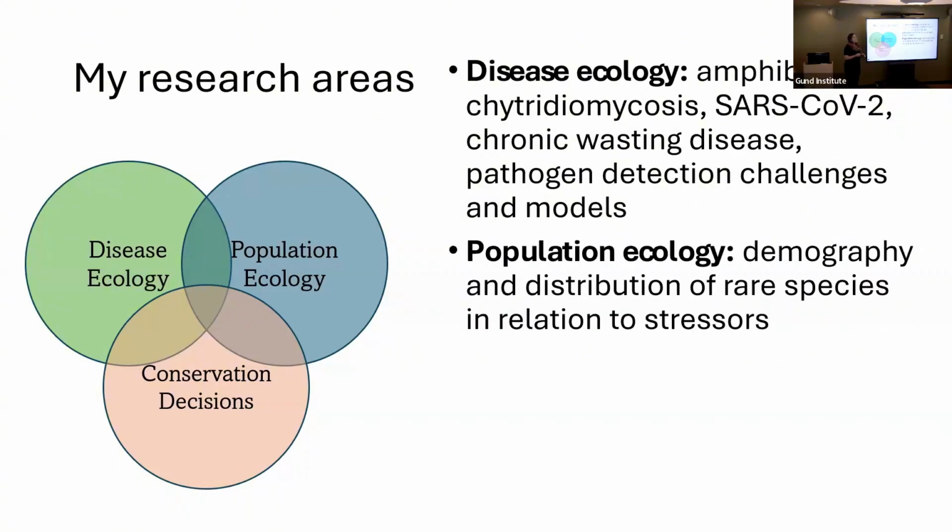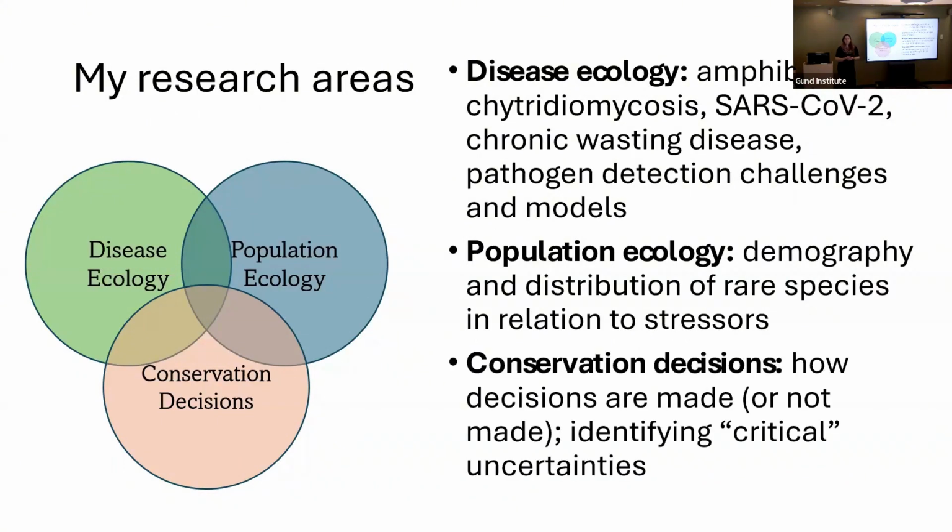On the population side, we study where species occur, or maybe more interestingly, where they don't occur, and what's driving their populations up or down, particularly in relation to stressors, disease being one of them, but others as well. And then the conservation decisions angle is working with folks who are in positions of authority and who are trying to decide when and how to intervene.